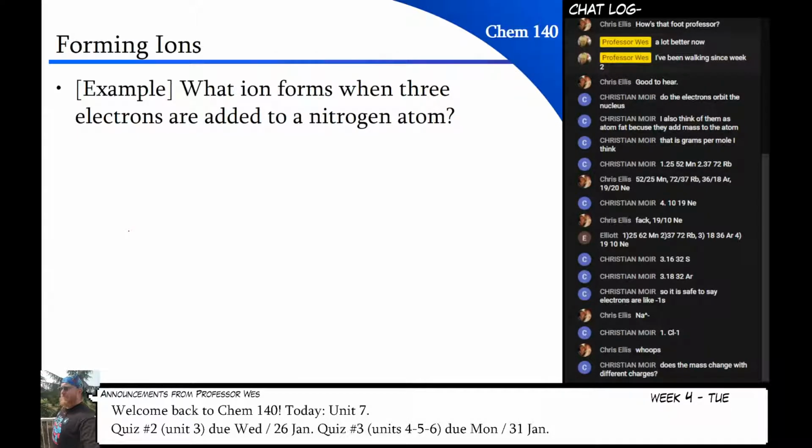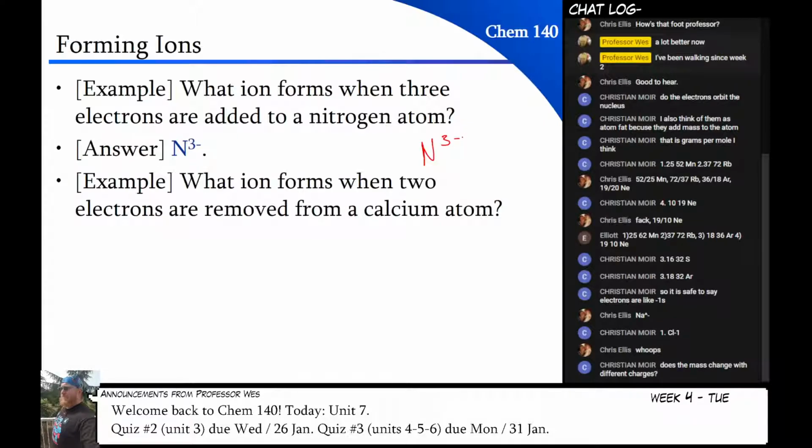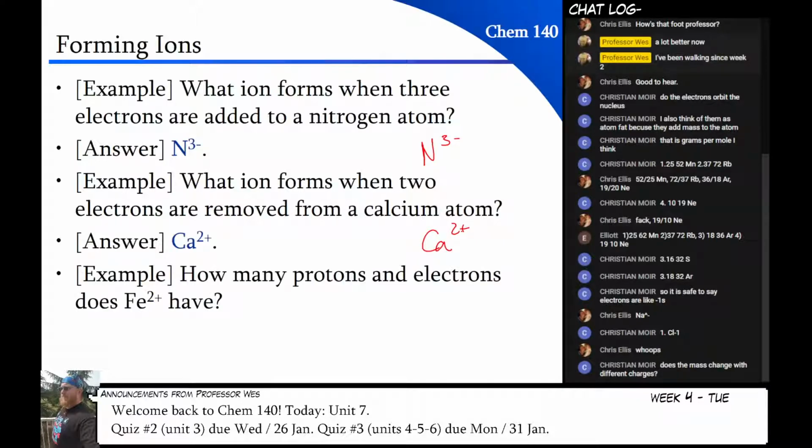All right, these are just more examples of what you can do to write symbols for description. So if I add 3 electrons to a nitrogen, there you go. If I remove 2 electrons from a calcium atom, there you go. So pretty straightforward.